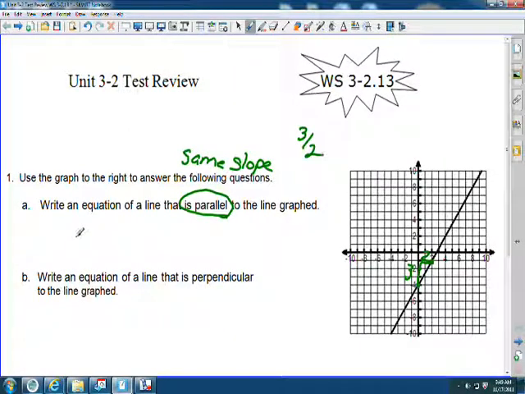So if I write an equation that is parallel, I'm going to have y equals 3 halves x. And I can use any y-intercept. I can even leave it like this because my y-intercept is 0.